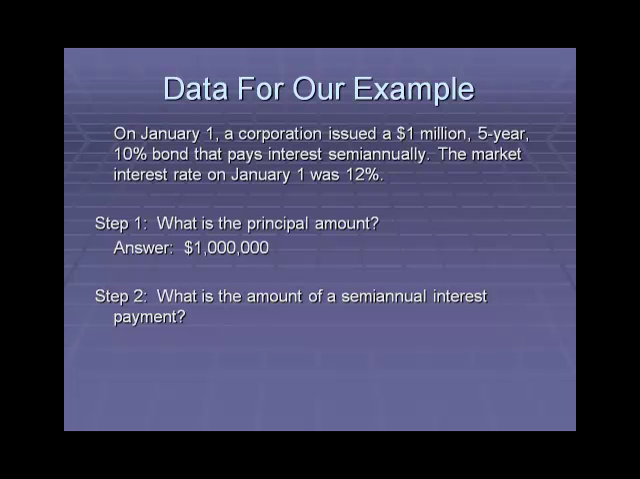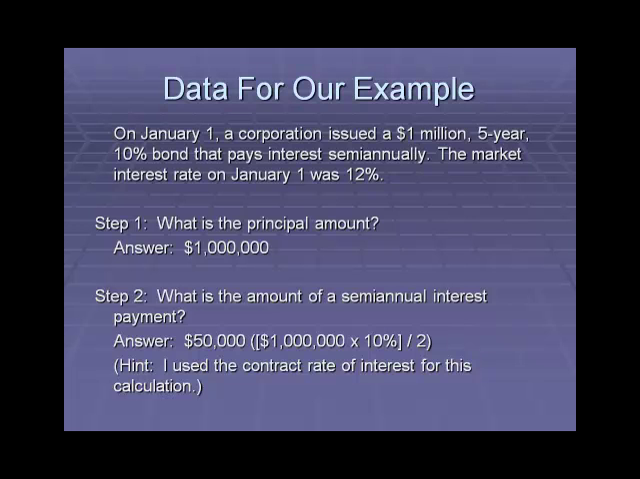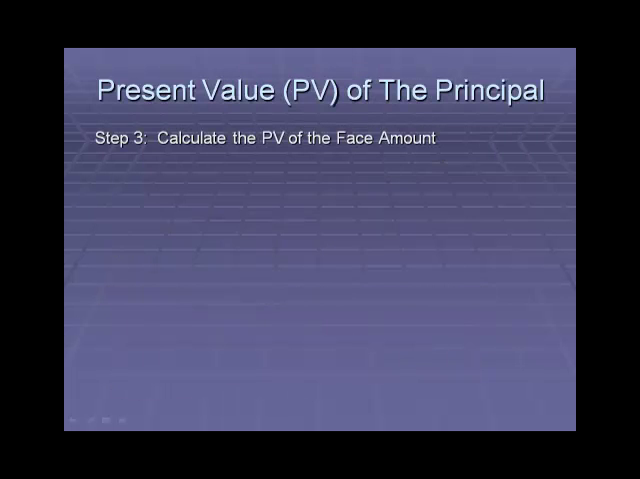Second question is, what is the amount of a semi-annual interest payment? Meaning that we pay these interest payments twice a year. To calculate that, we're going to take the $1 million face amount, or principal, times the contract rate of interest, which is the 10%, and we'll divide that by 2 to represent that it's a 6-month payment or semi-annual interest payment. Okay, and that total amount then is $50,000.